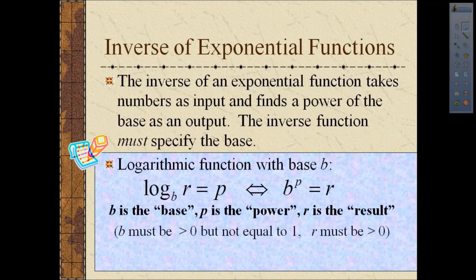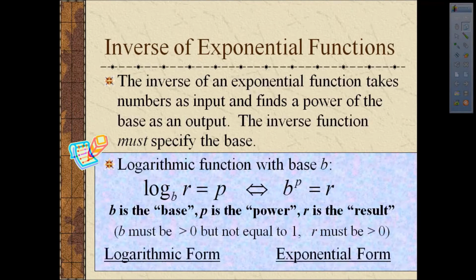Just as with an exponential function, b must be greater than 0, but not equal to 1. And since exponential functions only have positive outputs, the inputs for log functions must also be greater than 0. So the left we call logarithmic form of an expression, the right we call the exponential form of an expression.